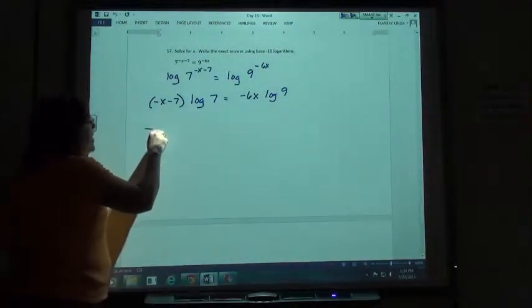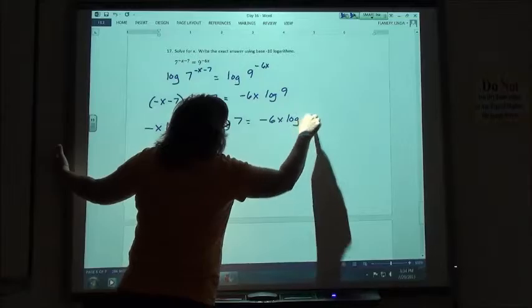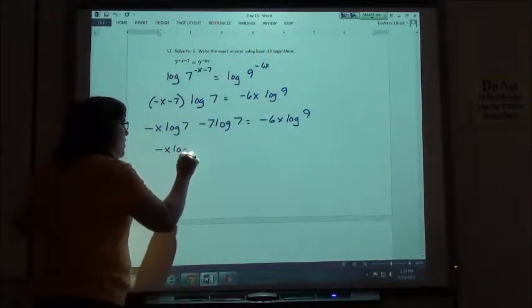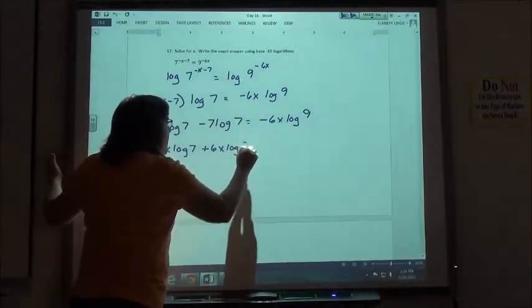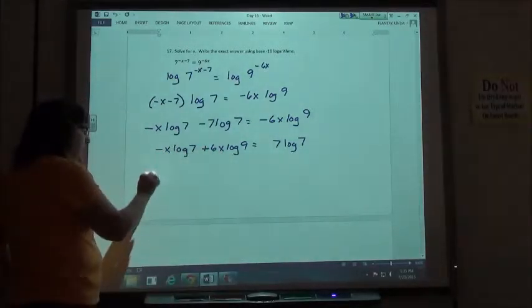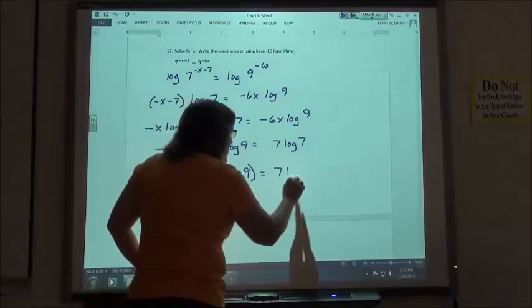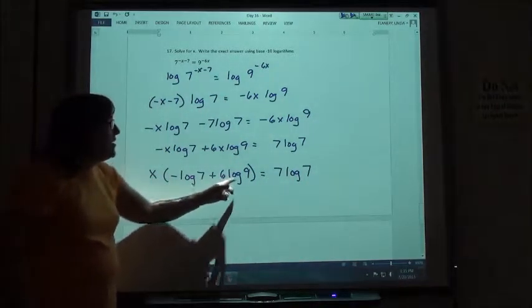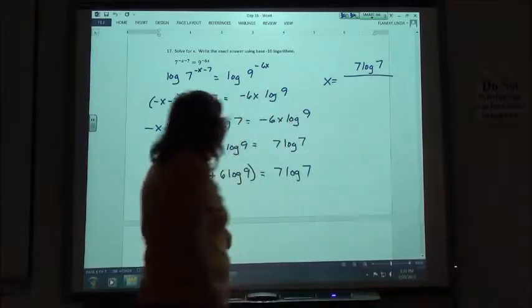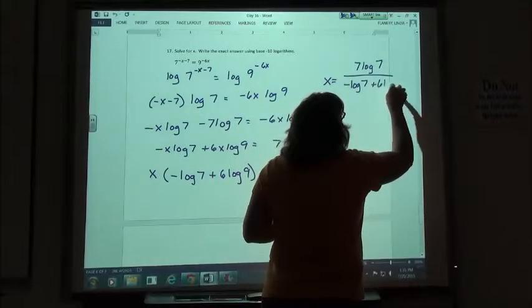Using our distributive property, negative x log of 7 minus 7 log of 7 equals negative 6x log of 9. I want to move my x over here, anything without an x over there. So negative x log of 7 plus 6x log of 9 equals a positive 7 log of 7. Going to factor my x out. So x times negative log of 7 plus 6 log of 9 equals 7 log of 7. I can then go ahead and divide. So x is going to equal 7 log of 7 divided by all of the stuff here. Negative log of 7 plus 6 log of 9.